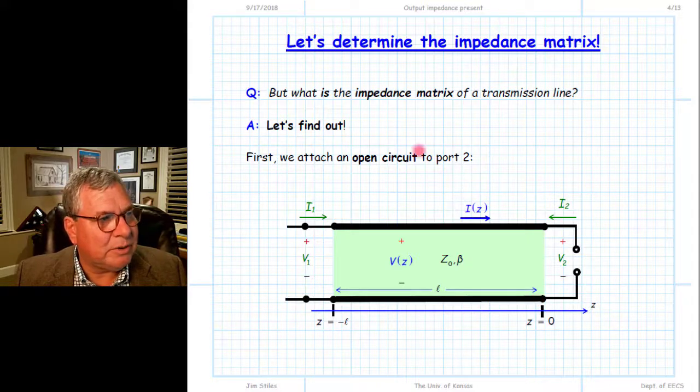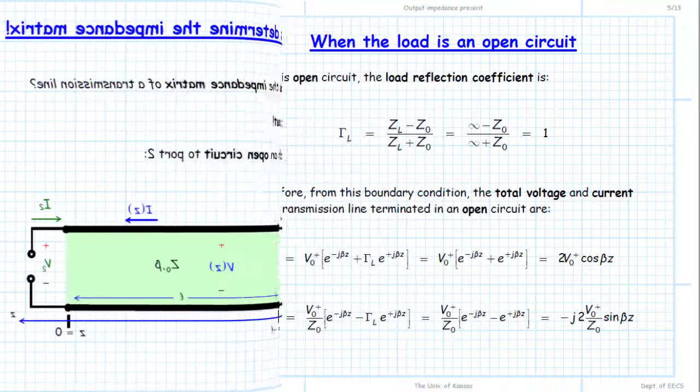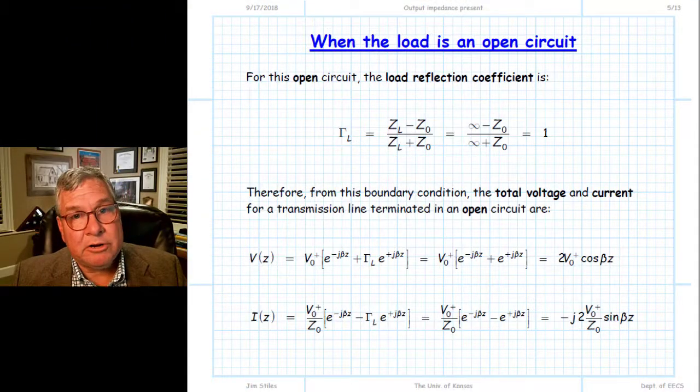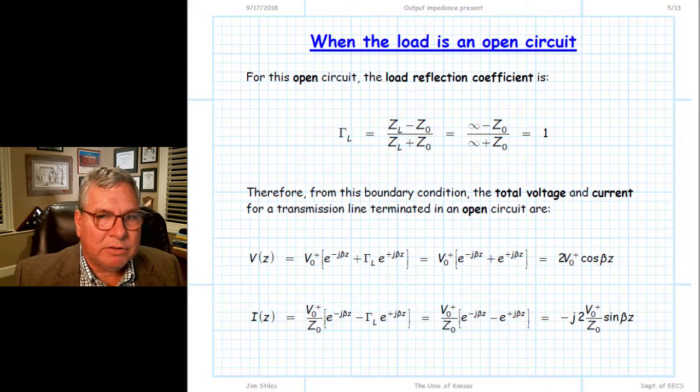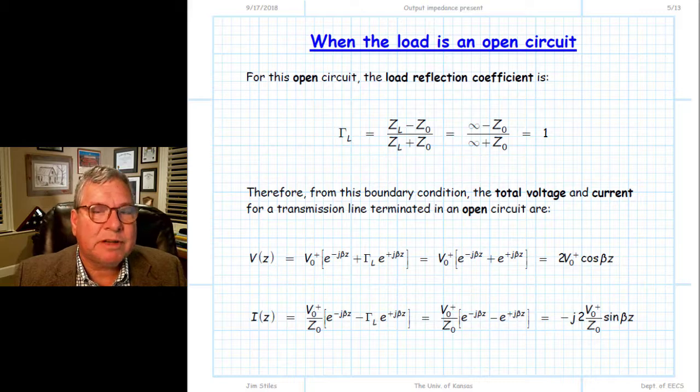And for this circuit, we can determine the voltage everywhere on the transmission line, and from that solution, determine the voltage at either end. So let's do that. First thing we need to do is calculate the load reflection coefficient. And you may say, what load reflection coefficient? We have no load. Well, we do have a load. It's an open circuit. On port 2, we've connected nothing.